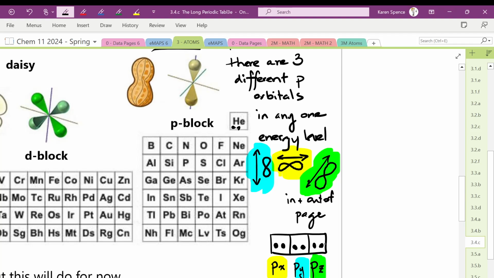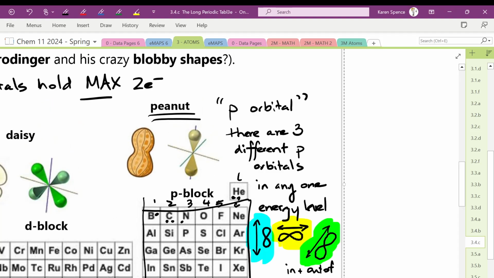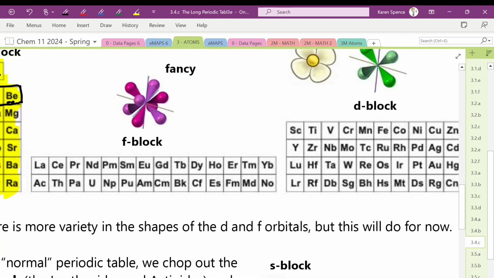How many can they hold all together, all three of them? 6. Guess what? 1, 2, 3, 4, 5, 6. Okay? So as you go across this block here, you are filling up the p orbitals. So this is called the p block. I've got that labeled already. That's the p block.